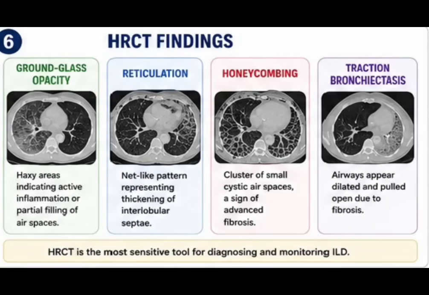Now come the findings of HRCT, which is the most sensitive tool for diagnosing and monitoring interstitial lung disease. There can be appearance of ground glass opacity, which is basically the hazy area you can see here indicating active inflammation or partial filling of the air spaces. There is reticulation, the net-like pattern representing thickening of interlobular septa. The honeycombing appearance, which is the cluster of small cystic air spaces, a sign of advanced fibrosis. You can see here in advanced interstitial lung disease the honeycomb appearance. And traction bronchiectasis, where airways appear dilated and pulled open due to fibrosis.